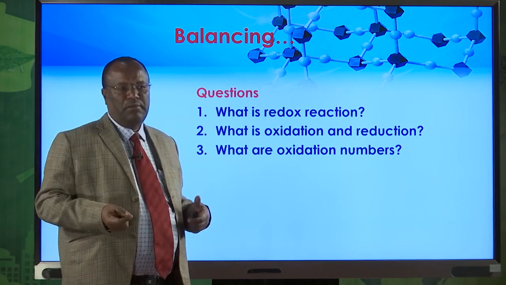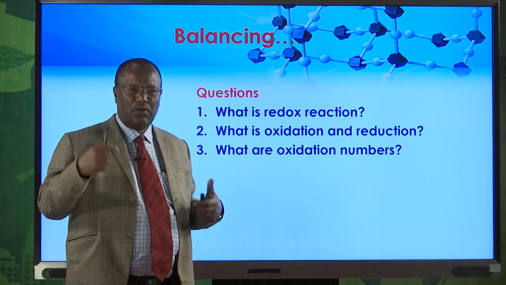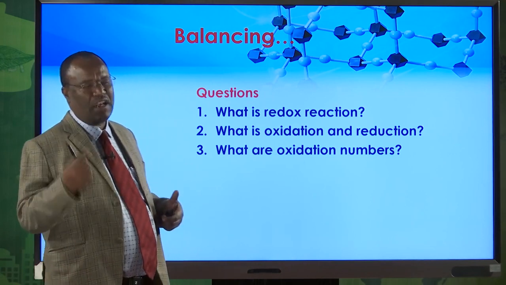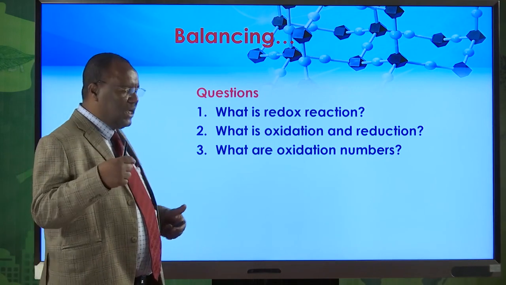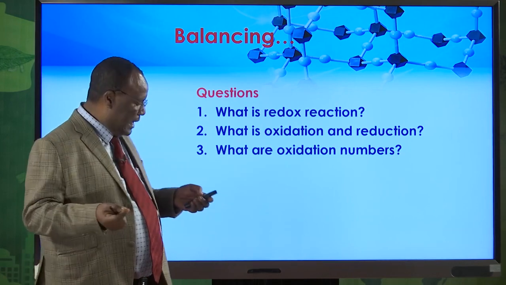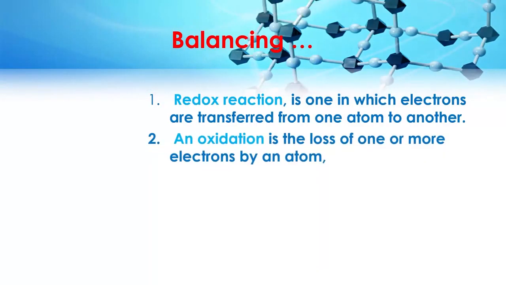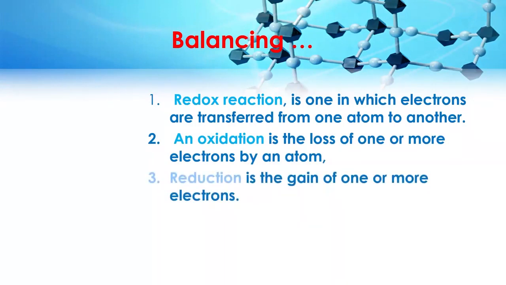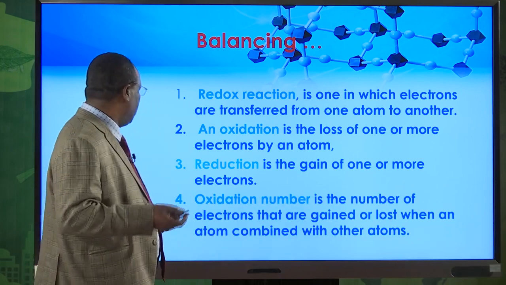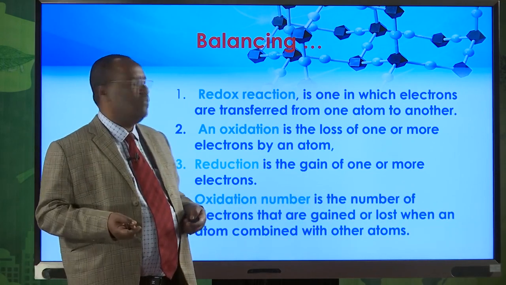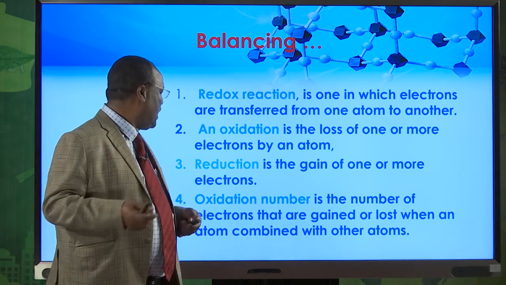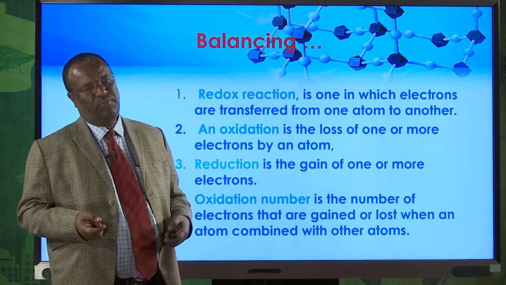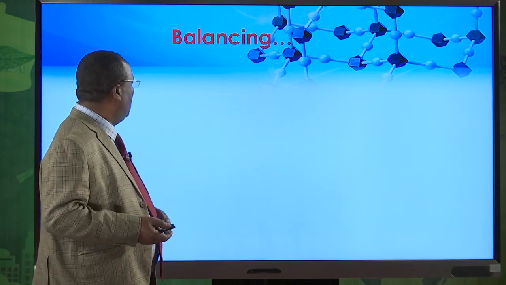What is the oxidation number? Oxidation numbers are the number of electrons that are lost or gained during the chemical reaction by atoms. A redox reaction is one in which electrons are transferred from one atom to another. As I have tried to explain, oxidation is the loss of one or more electrons by an atom. Reduction is the gain of one or more electrons by an atom. This oxidation number is the number of electrons that are gained or lost when an atom combines with another atom, as well as in a chemical reaction.